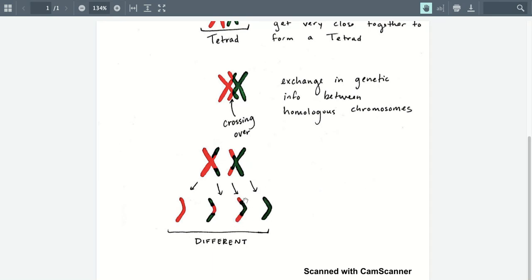Look at the chromosomes. They're not all the same color. They've got little swapped portions of DNA, signifying that each of those chromosomes that ends up in a separate cell is different, resulting in 4 genetically different cells at the end of meiosis.